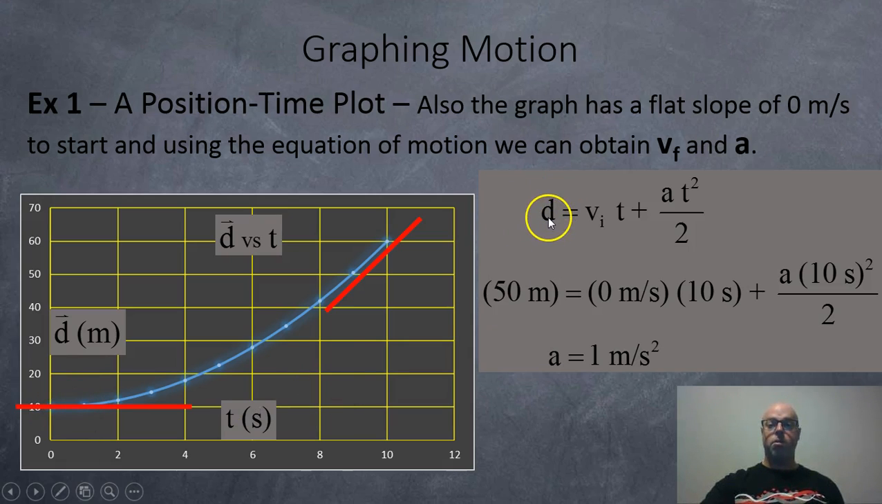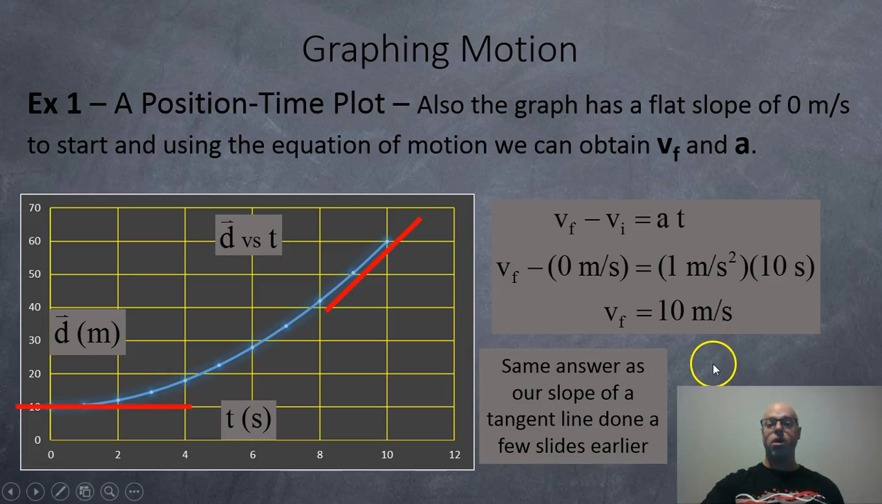So when we fill in the formula, displacement is initial velocity times time, plus acceleration times time squared over 2. We have the 50 meter displacement, 0 meters per second for the velocity, time of 10 seconds, and time 10 seconds again. And when we work this out, we get an average acceleration of 1 meter per second squared.